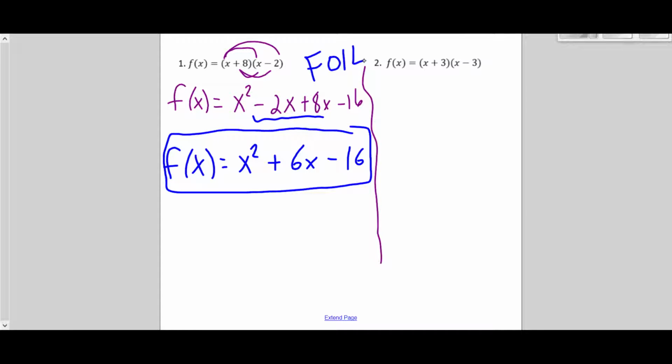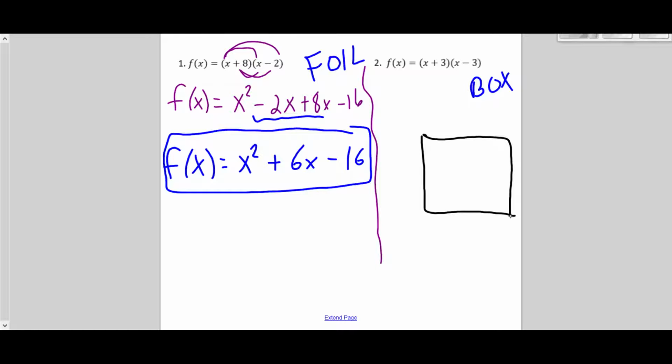Now there was also another method if you weren't comfortable with FOIL. Remember, it was called the box method. So in number 2, I'm going to multiply those out using the box method, but it's the same idea as number 1. You could also use FOIL. I'm multiplying two binomials together, x plus 3 times x minus 3. If you prefer the box method, make yourself a box. If you prefer FOIL, you can use FOIL, but I'm going to show this one using the box method.